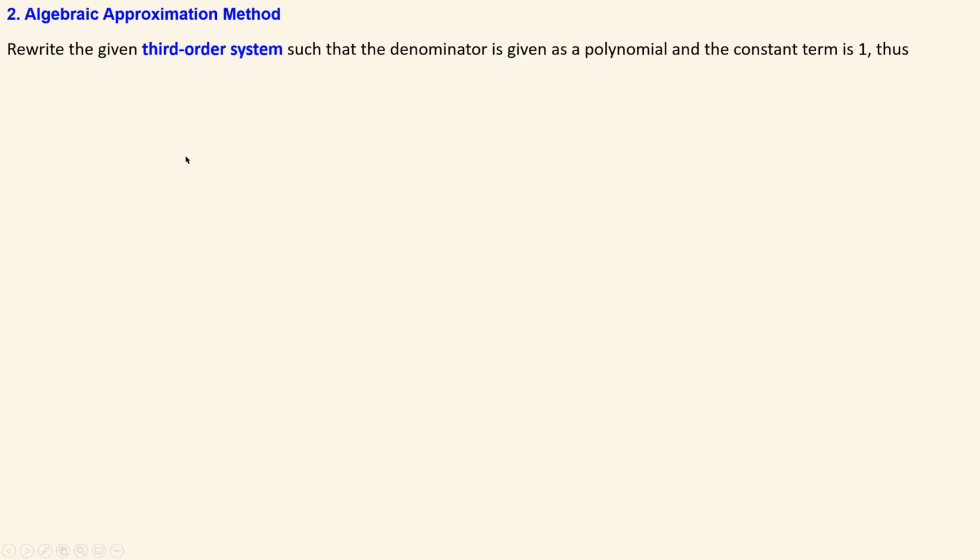Now let's look at the more exact approximation, which is an algebraic approximation method in this case. Again, we will rewrite the third order system such that the denominator is given as a polynomial where the constant term is 1, which is the following.